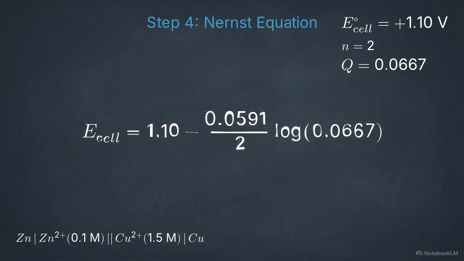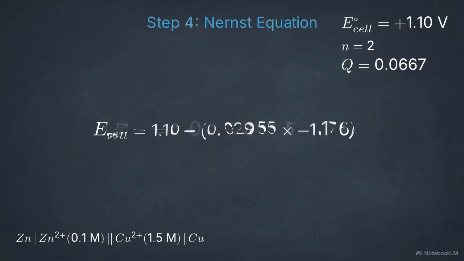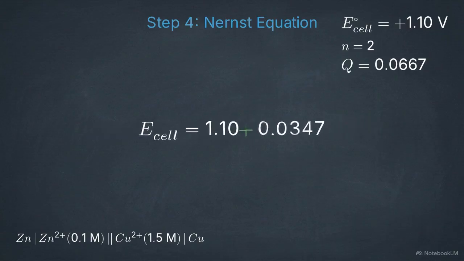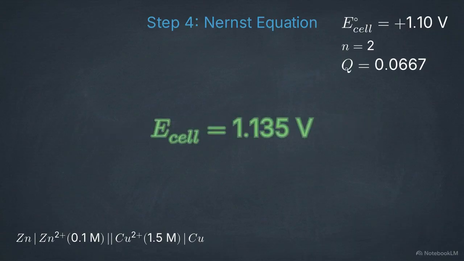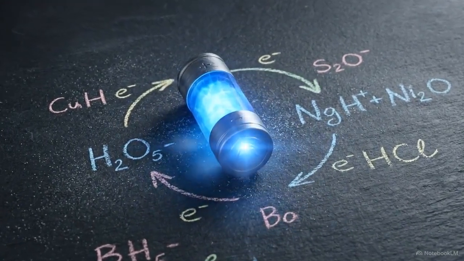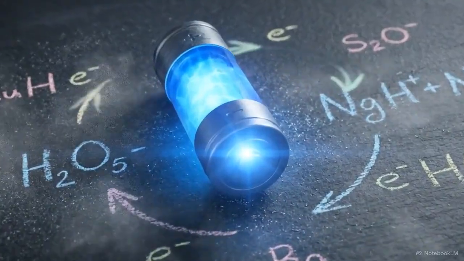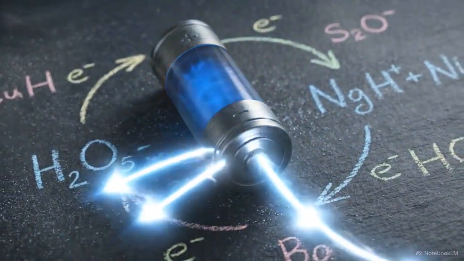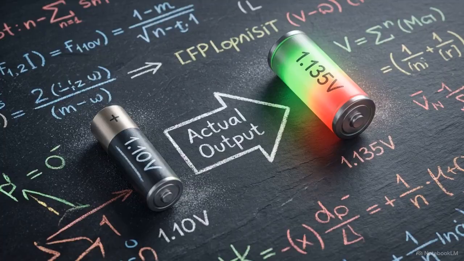Step 4 brings it all together. We take our baseline of 1.10 volts, subtract the standard constant 0.0591 divided by our 2 electrons, and multiply it by the log of our Q value. The math resolves to a final calculated real-world voltage of 1.135 volts. Notice the result. Because the concentration of copper reactants was artificially high, the real-world battery generated more power than the perfect lab baseline. Calculating the messy reality gives you the true capacity.